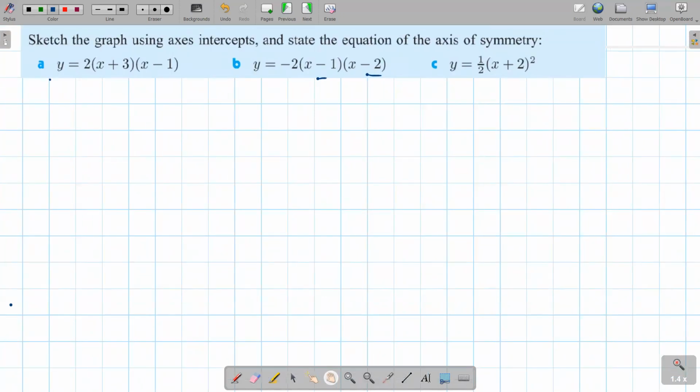We need to sketch the graph using the axis intercepts, and we need to state the equation of the axis of symmetry.